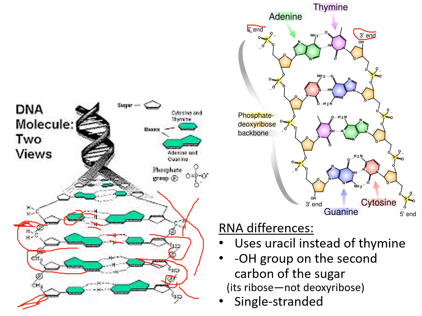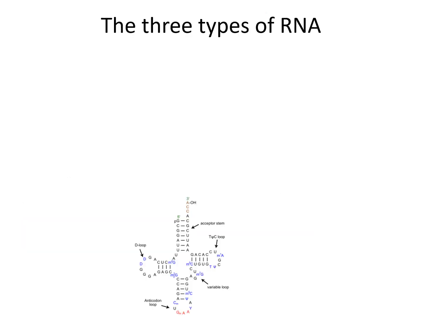Okay, so to summarize, DNA versus RNA. RNA uses uracil instead of thymine, so only U's, never T's. RNA has an OH on the 2' carbon, not just an H. And finally, RNA is always single-stranded and transient, even though it often folds on itself with those complementary bases, so it looks three-dimensional.